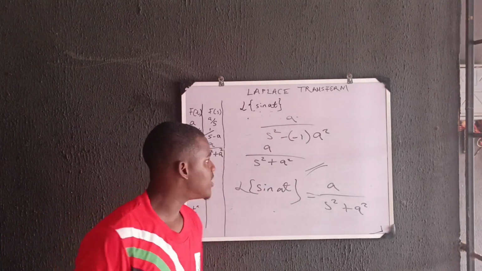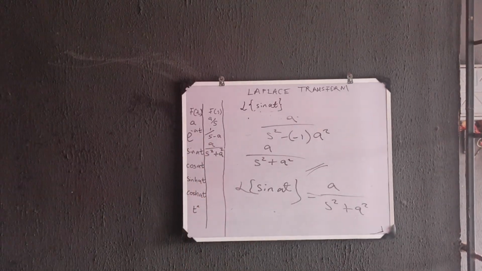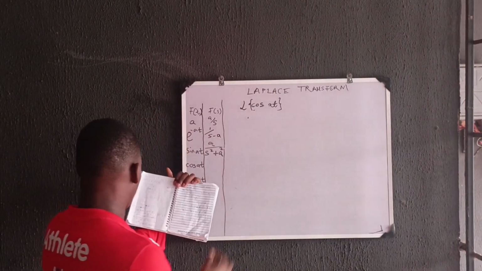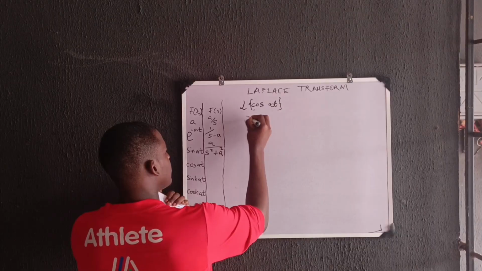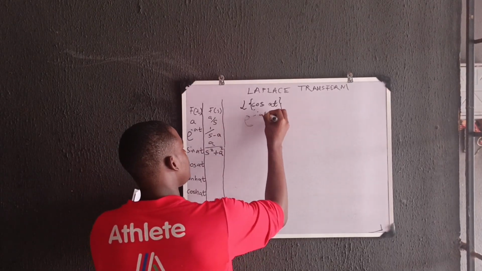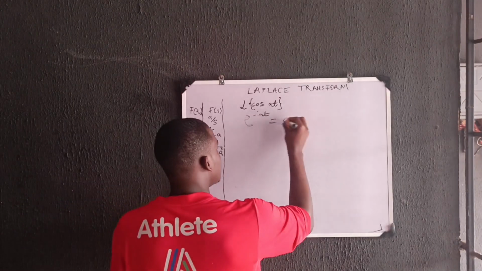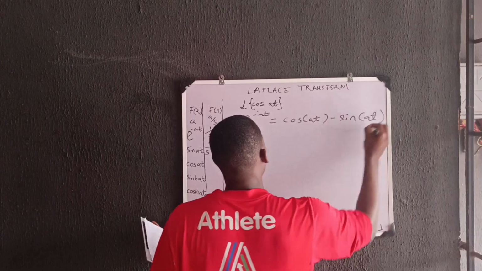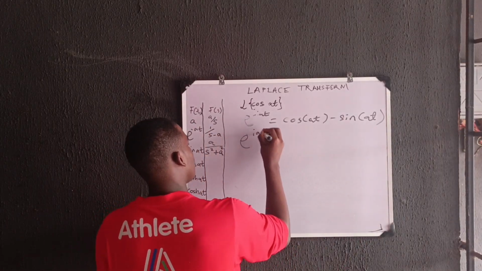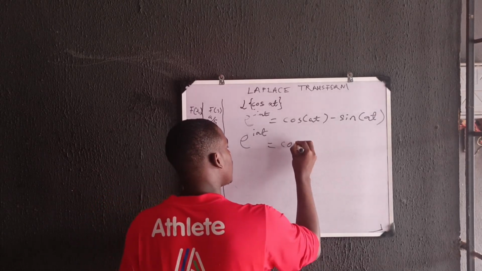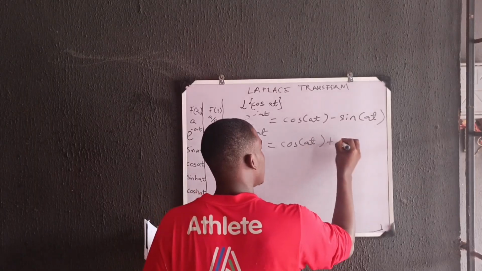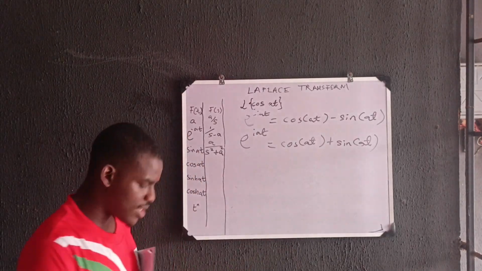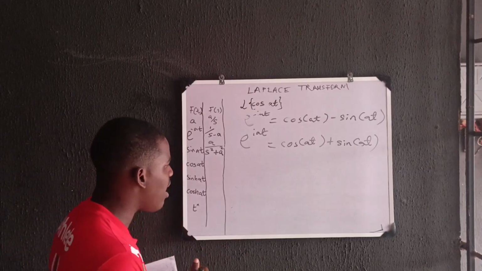Now we are going to move over to cos at. Okay, I want us to recall our formula. What did we say in our previous formula? We said e to the negative iat is cos at minus sine at, right? Then what did we say is e power iat? We said it's cos at plus sine at, right? So now the question is this: how do we eliminate sine and have only cos?